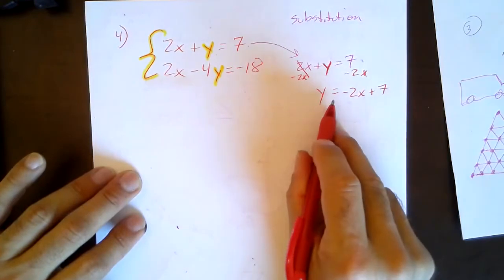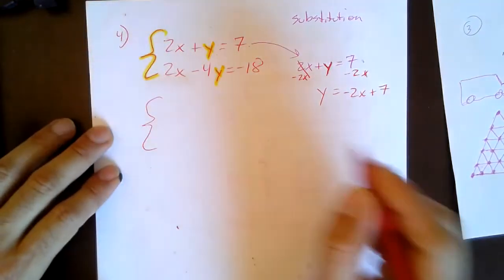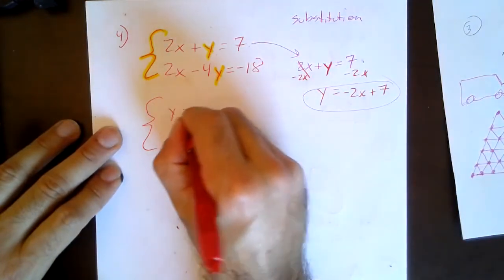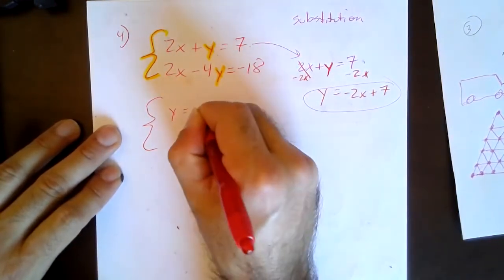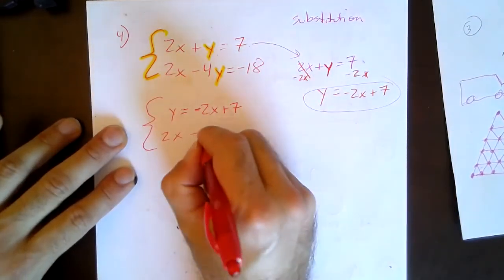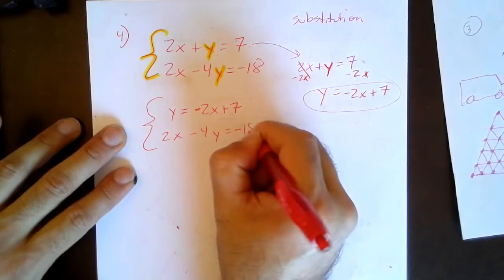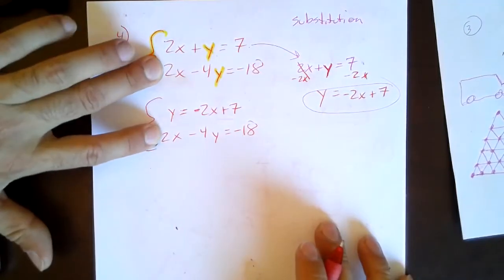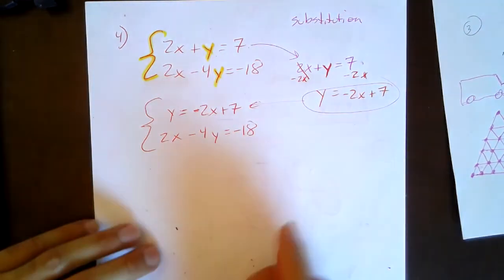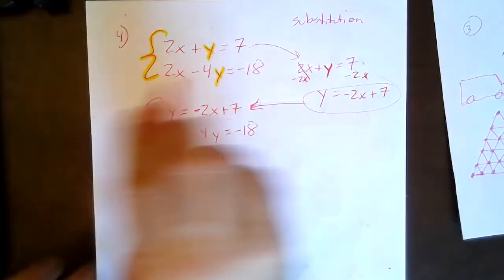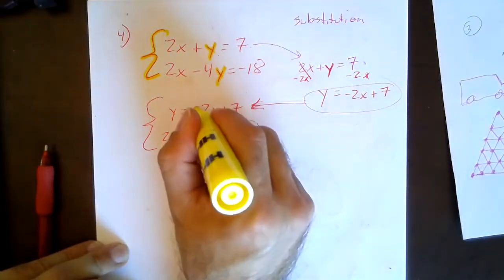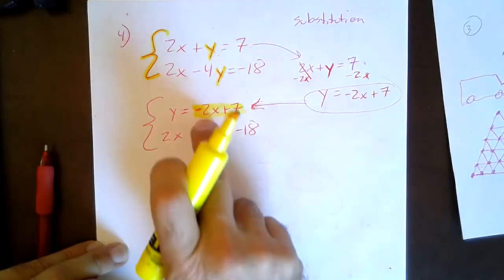And now we have a new system. We're going to put the first equation, which we just converted into this, back. And then we're going to put that second equation in there. Nothing changed with the second equation. Notice that these second equations are the same. We just converted the top one and then put it back. Okay. So now the key for this is, look, this y right here, y is equal to negative 2x plus 7.